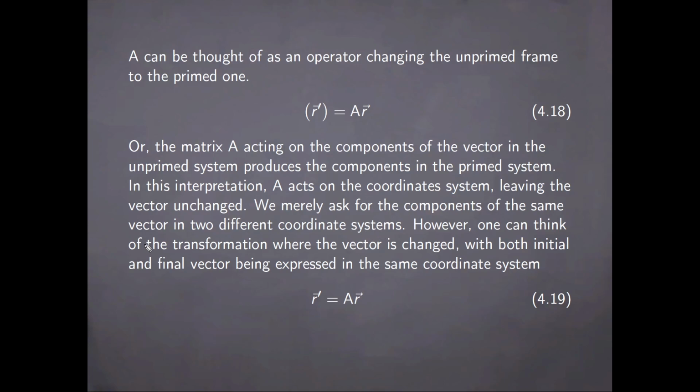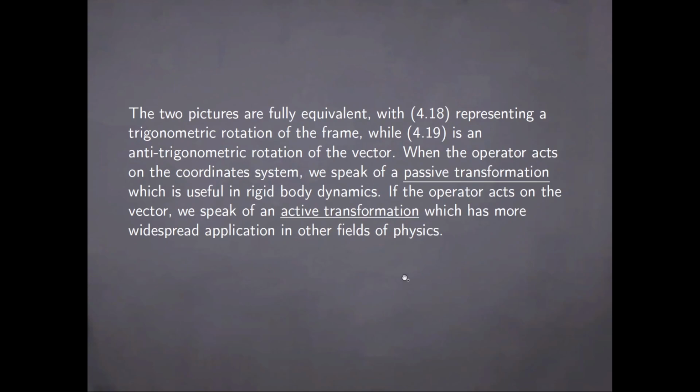However, one can think of the transformation where the vector is changed, with both initial and final vectors being expressed in the same coordinate system, which would be written as here. These two pictures are fully equivalent, with the formula 4.18 representing a trigonometric rotation of the frame, while formula 4.19 is an anti-trigonometric rotation of the vector.